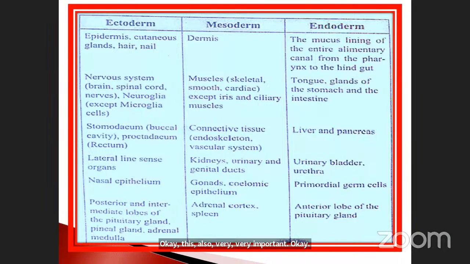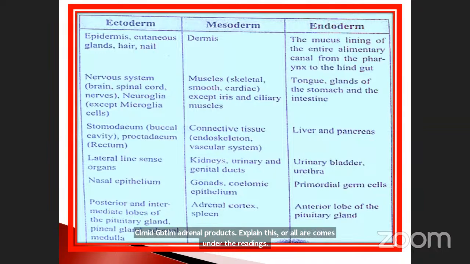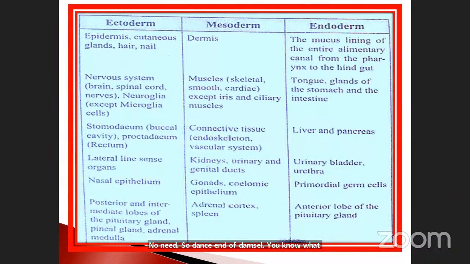Another one is the connective tissues, endoskeleton, vascular system, and kidney, urinary and genital ducts, gonads, coelomic epithelium, adrenal cortex, spleen. These are all under the heading known as mesoderm. Endoderm, the inner part: liver and pancreas, urinary bladder, urethra, primordial germ cells, anterior lobe of the pituitary gland. These are all ectoderm. Sometimes they may ask questions.